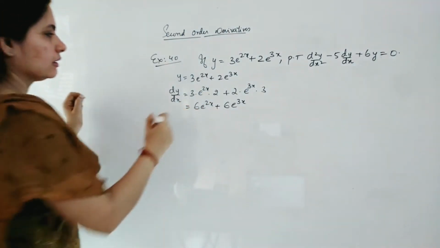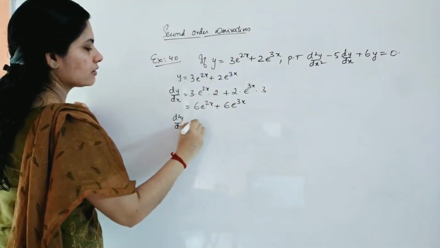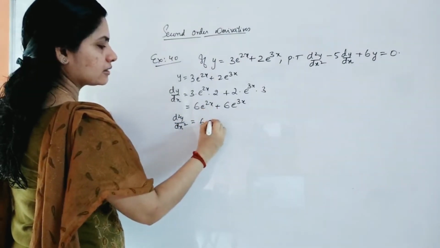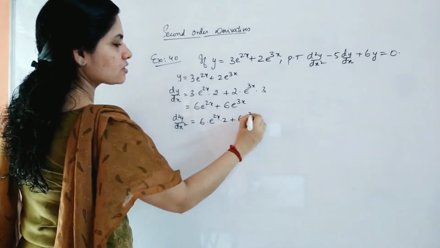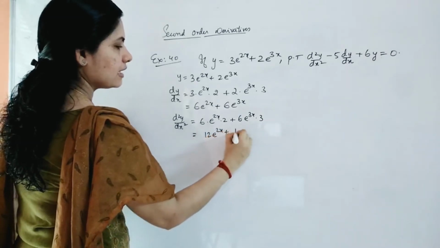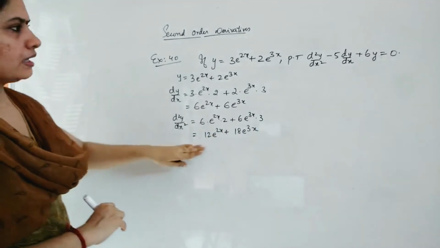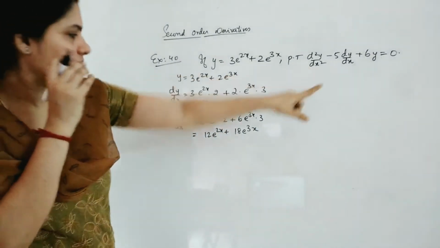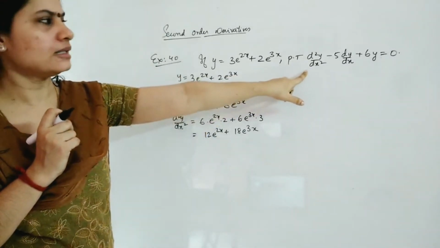Now next thing which you want is d square y by dx square. Again 6 into e raised to 2x into 2 plus 6 into e raised to 3x into 3. So this will give you 12 e raised to 2x plus 18 e raised to 3x. Now here you cannot directly get the equation because you have 3 terms there and from here you will get only 2 things.